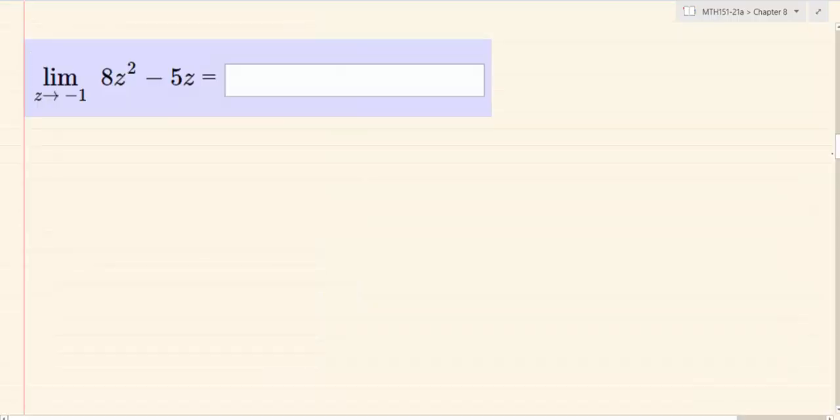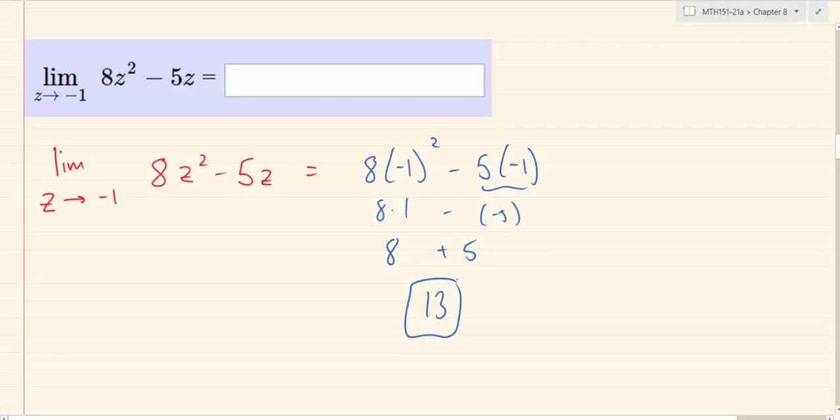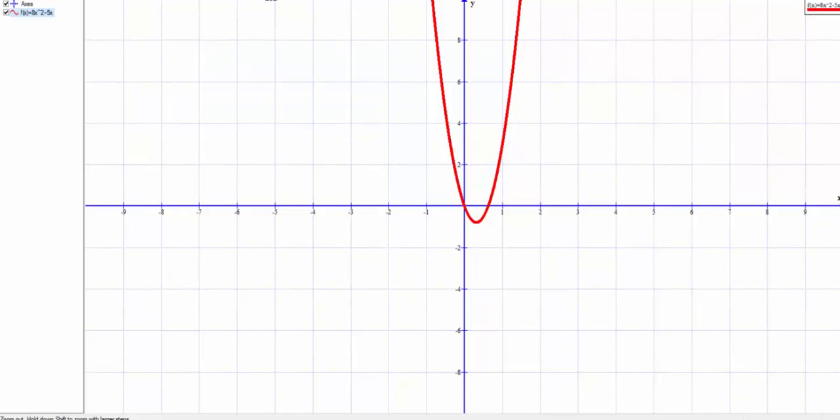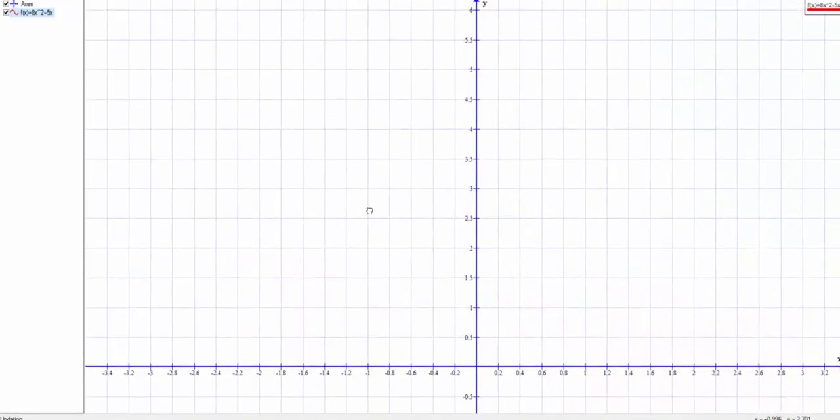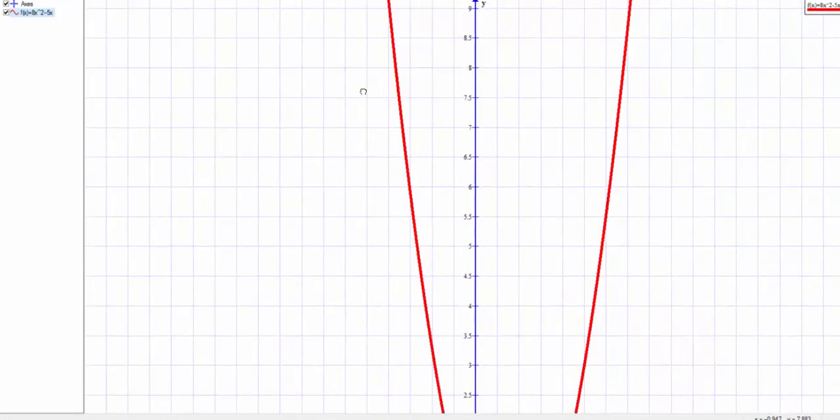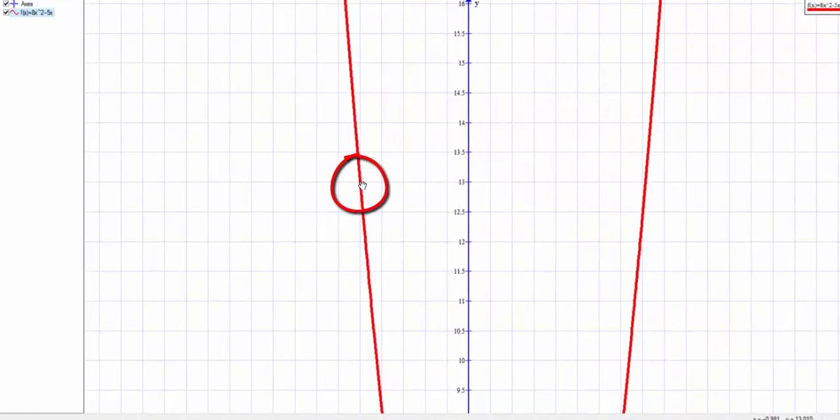What if I don't give you a graph? So you think that all I got to do is take that negative 1 and plug it in? All right, so we're going to say 8 times negative 1 squared. So you think the limit as z approaches negative 1 of that function, 8z squared minus 5z, is just 13. So if we zoom in on this guy, here's negative 1 right here. So if we follow this line up, right about there, how's that? So you're right.